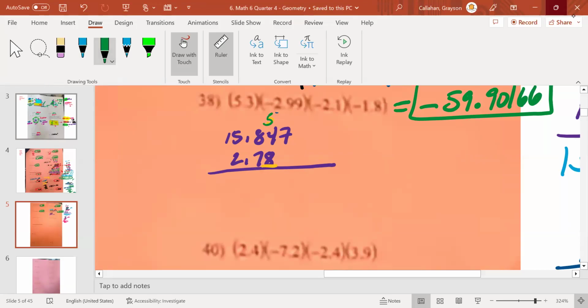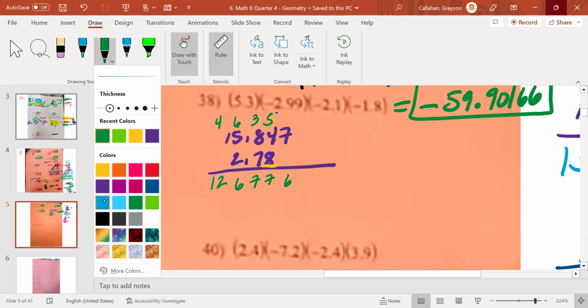That's going to give me, what is 8 times 7? 56? 32, 64, 40, and then 46, and then 8. Is that correct? Let's just make sure it's correct. 15847 times 8. 12, 6, 7. Yeah, that's correct. Okay, next one.